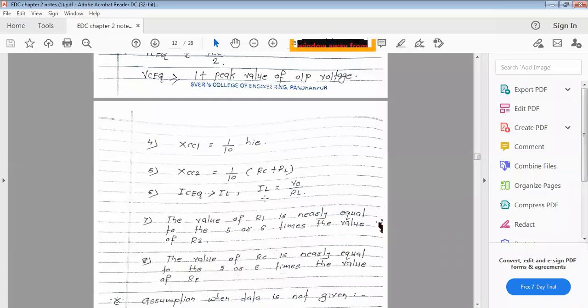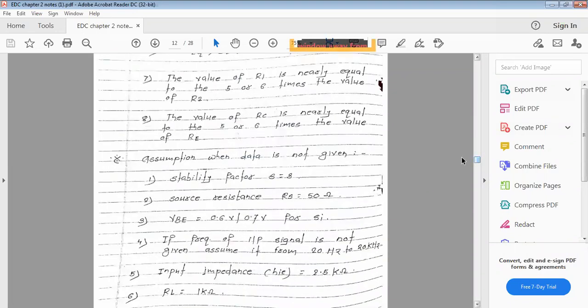And how can we calculate the load current? It is VO upon RL. Now see, the value of RL is nearly equal to 5 to 6 times the value of R2. Every time they are not going to mention R1, R2 separately. They will mention either R1 or R2. So according to this, we can find the next one. R1 is always equal to 5 to 6 times R2.